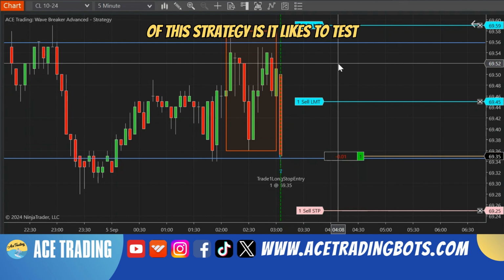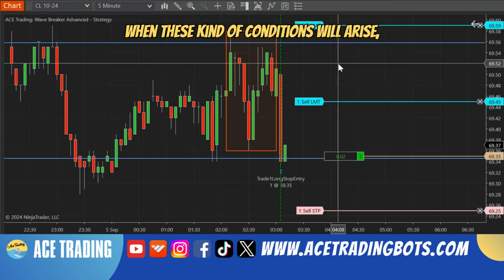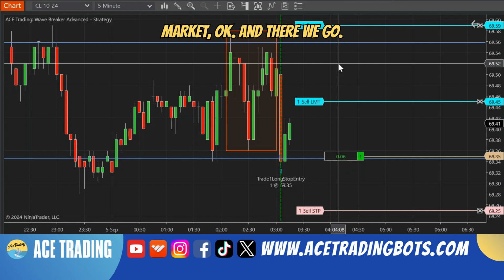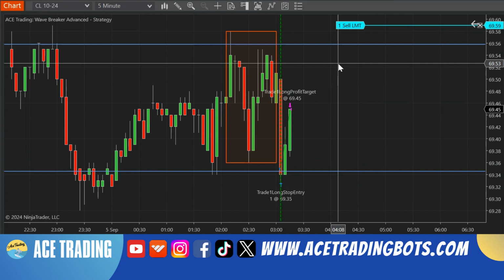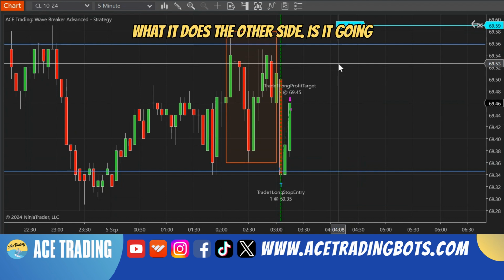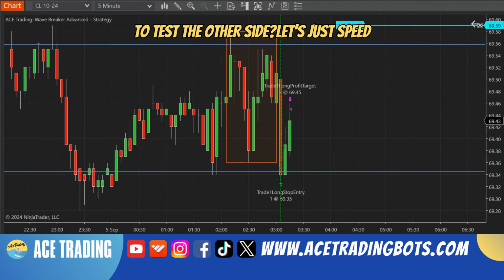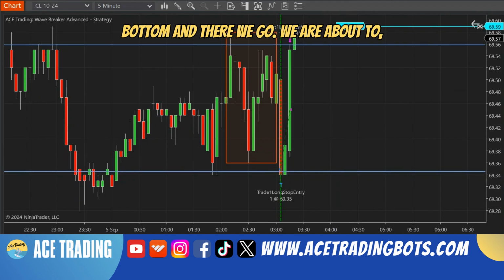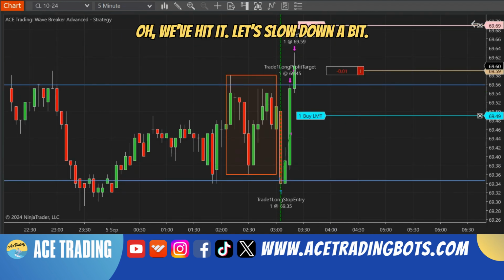The whole idea of this strategy is it likes to test those particular areas. It is really important that you understand when these kinds of conditions will arise. I know they tend to arise at these particular points in time, and I also like to look at my own market conditions and see if it is in a trending market or a ranging market. And there we go, we have hit our take profit. Let's see what it does on the other side. Is it going to test the other side? Let's speed up and see. It's only going to take the one trade at the bottom, and there we go. We've hit it. Got to slow down a bit.